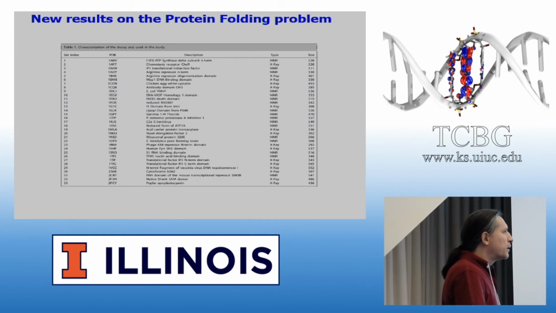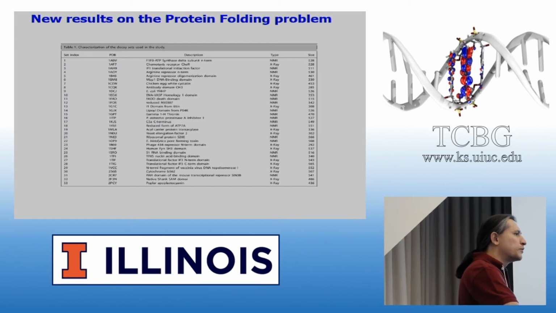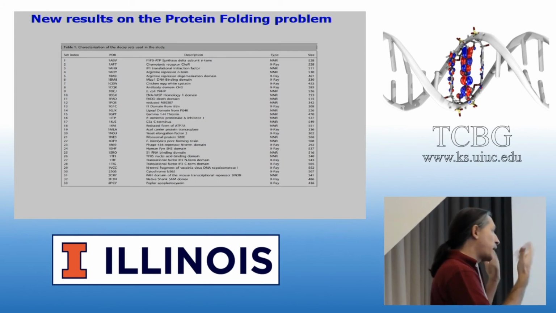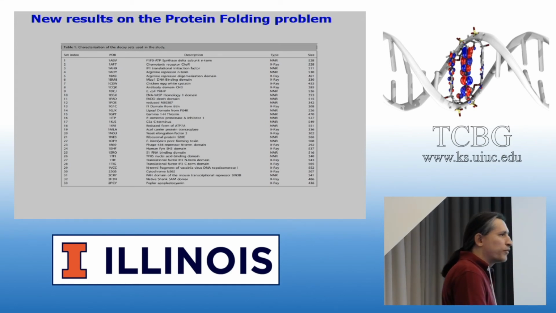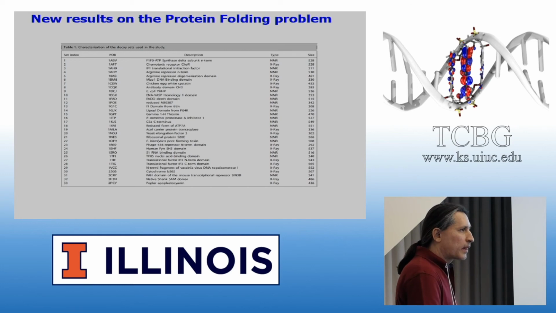Something like the CASP competition. They developed some methods to find the native structure from the primary sequences. And the enthalpy of formation can be used to do this type of thing.